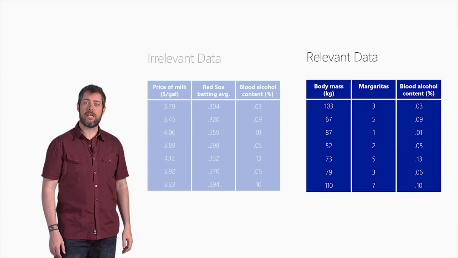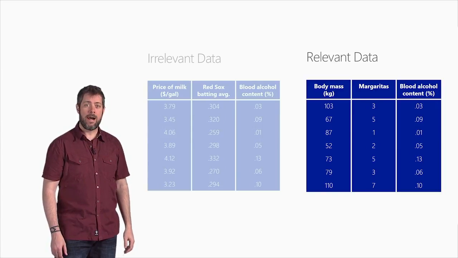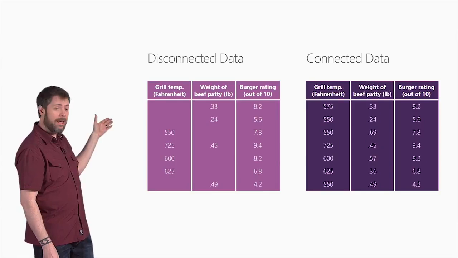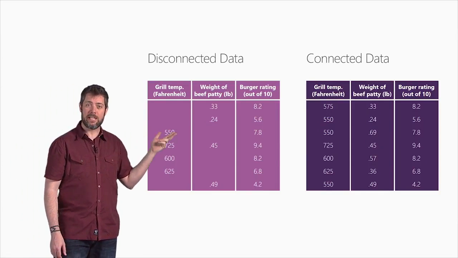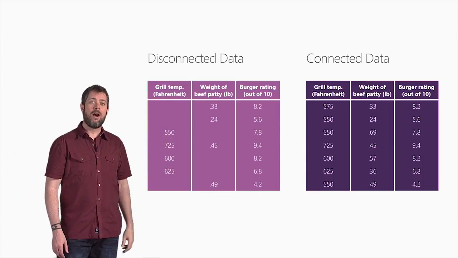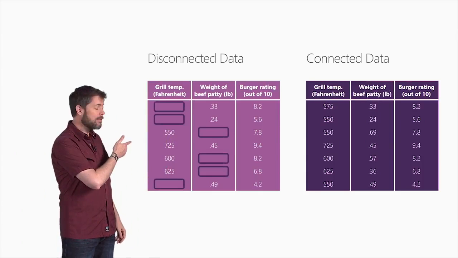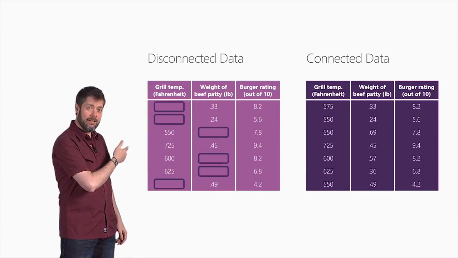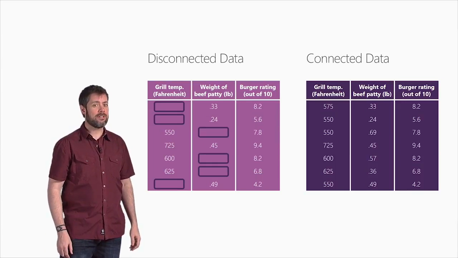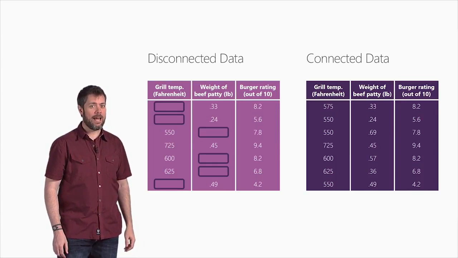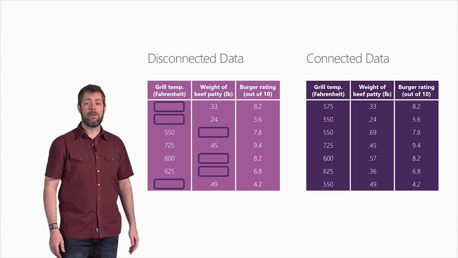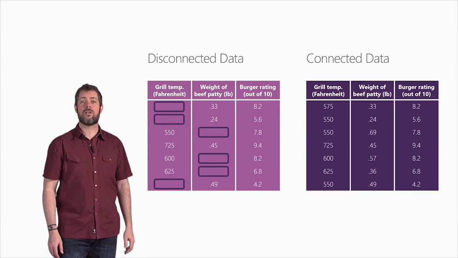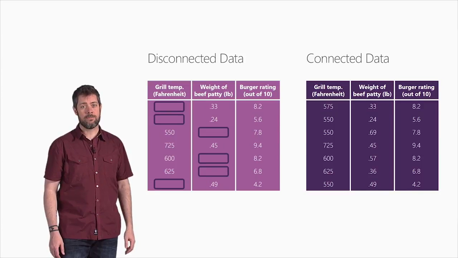The next ingredient is connected data. Here's some relevant data on the quality of hamburgers, grill temperature, patty weight, and the rating in a local food magazine. But notice the gaps in the table on the left. Most data sets are missing some values, and it's common to have holes like this, and there are ways to work around them. But if there's too much missing, your data starts to look like Swiss cheese.